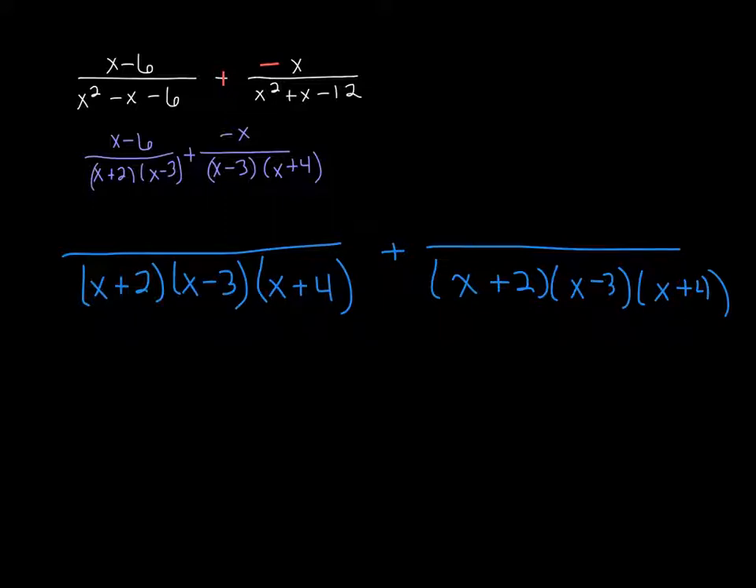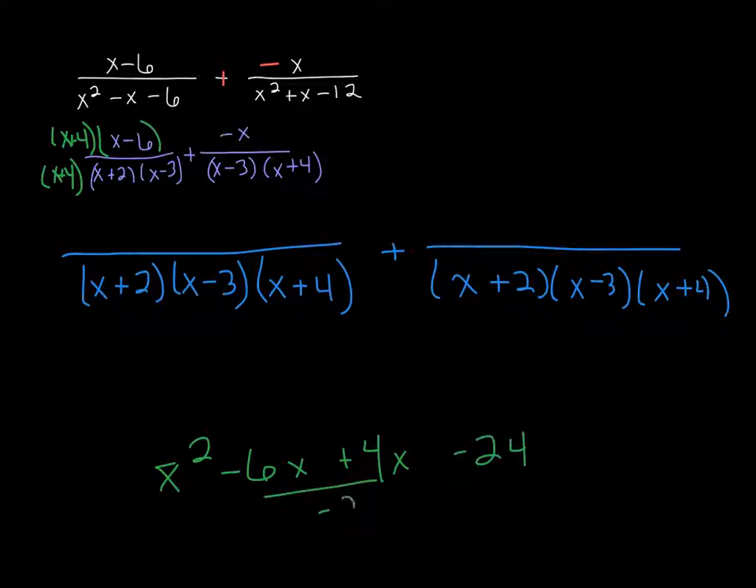So now we need to change the numerators accordingly. The first fraction, the denominator is missing x plus 4. So we need an x plus 4 in the numerator. Don't forget to group the x minus 6. And let's go ahead and FOIL that. The first would be x squared, outer minus 6x, inner plus 4x, and the last minus 24. Combine those to get negative 2x. So x squared minus 2x minus 24.